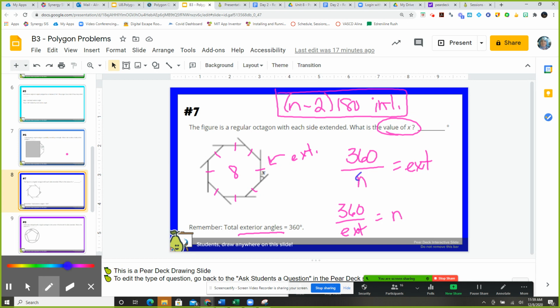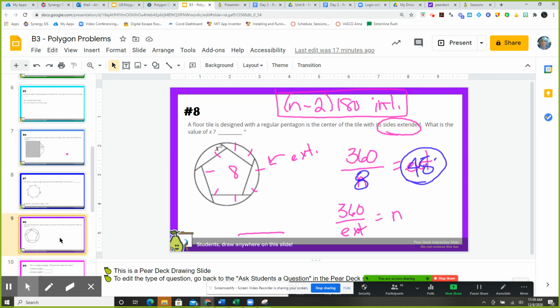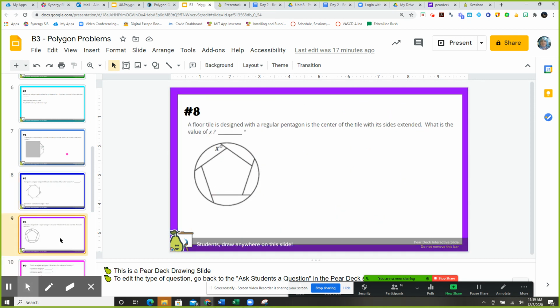So if I know this is 8, then this is 45. And it's definitely just a couple of formulas we need to remember and kind of keep interior and exterior straight. Exterior angles are always easiest to find. So what would we do for number 8?